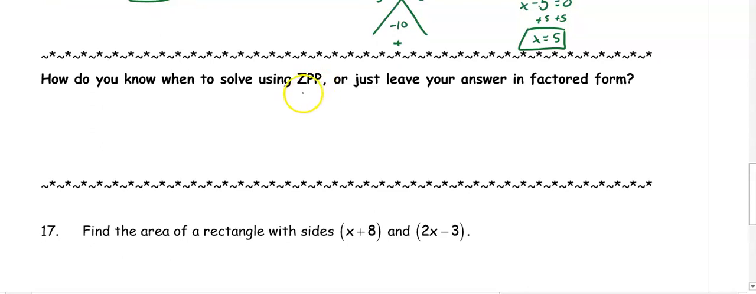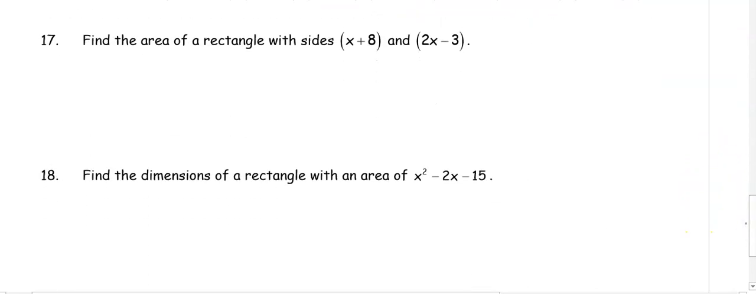Remember, we use ZPP if we are equal to 0. If we're not equal to 0, we just leave it in factored form. Our last part then, find the area of a rectangle with the sides of x plus 8 and 2x minus 3. So remember, to find the area, it's base times height. So we can just multiply x plus 8 times 2x minus 3.